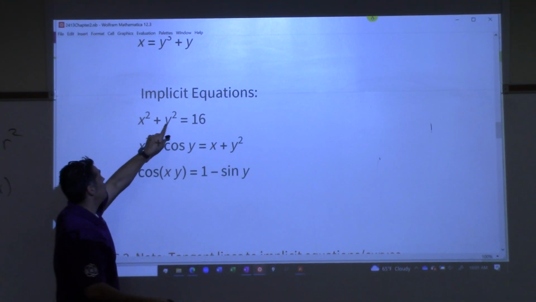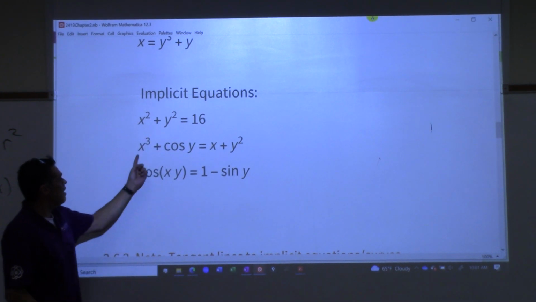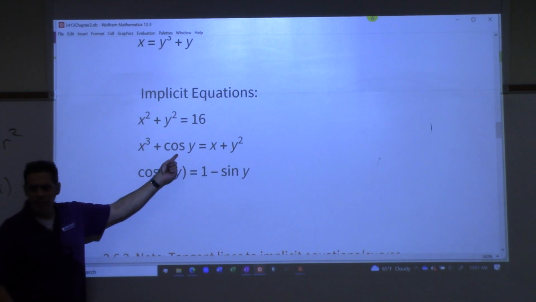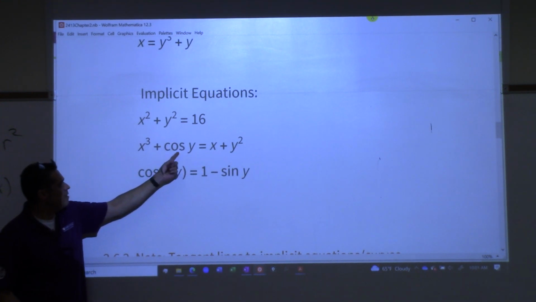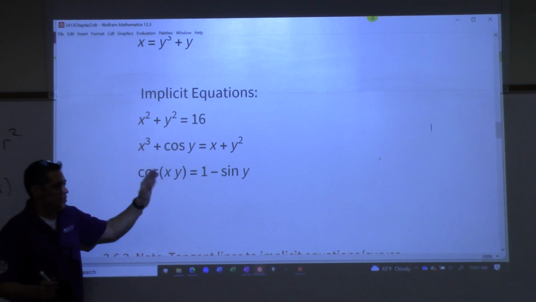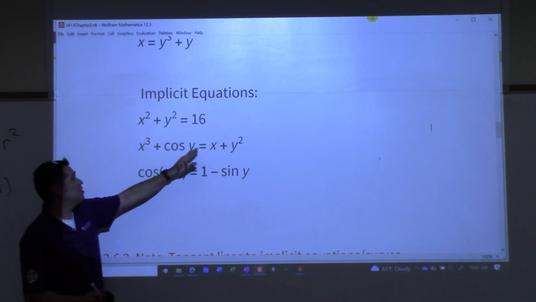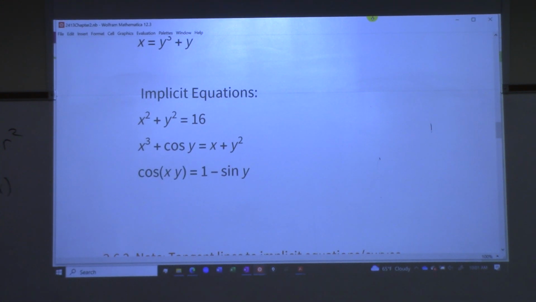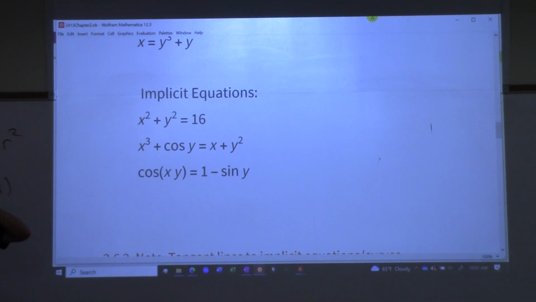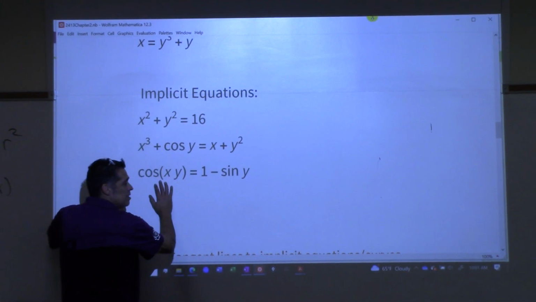Even if you try and solve this for x, you can't. This one right here, if you try and solve for y, you'll never be able to. There's no algebra that you know that will ever let you get y by itself. Trust me on that, you can't. And if you try and get x, it won't work. Same with this one. You cannot get x or y isolated on one side of the equation. All of those are examples of implicit equations.